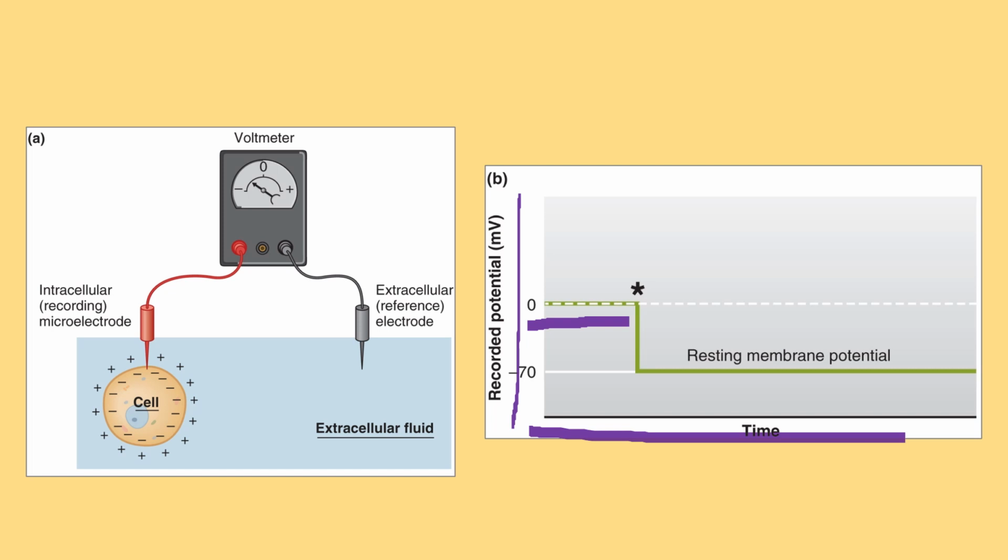There is no charge difference throughout that extracellular fluid, but as soon as the intracellular electrode is placed on the inside of the plasma membrane, that's what this asterisk indicates, all of a sudden we have a membrane potential as shown here. The membrane potential for this cell is -70 millivolts. So 70 represents the magnitude of charge difference. How much more positive is it on one side of the cell relative to the other side? This magnitude is 70.